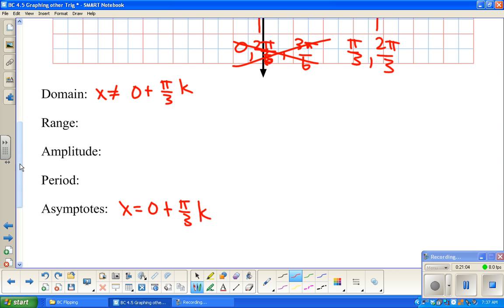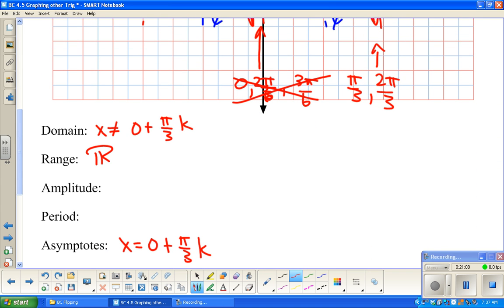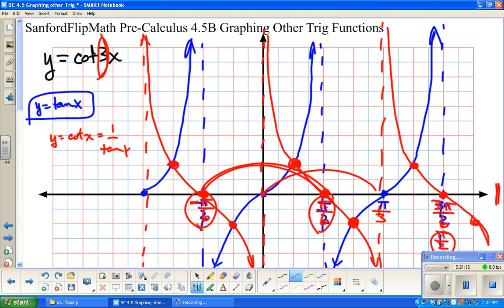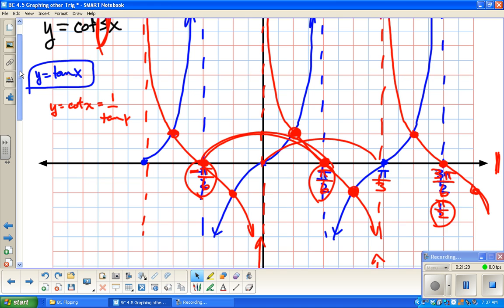Range: these go from infinity down to negative infinity, so again, that's all real numbers. Amplitude, since it's infinite, is none, or again, if you want to write infinity, you can. And period was pi divided by 3. Tangent starts out as pi, and this cotangent is based on that, and over 3. All right, that last one, kind of crazy. It gets ugly, and I went fast. Sorry.